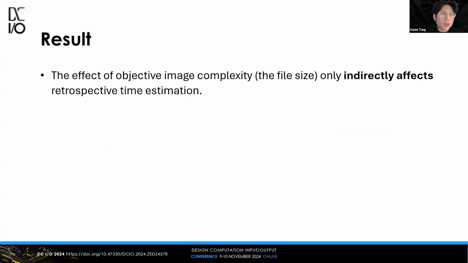Another finding is the effect of objective image complexity, in this case the file size, only indirectly affects retrospective time estimation. This means that how subjectively the participant feels the image complexity has a more direct effect on time estimation than objective complexity. The objective complexity, which is referring to the file size, has a quantifiable value for the image complexity. Although objective complexity still affects how we judge image complexity subjectively, it shows that visual complexity inherently is interpretive and hard to quantify objectively.